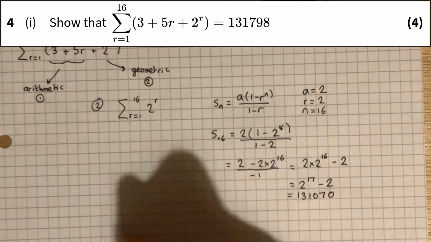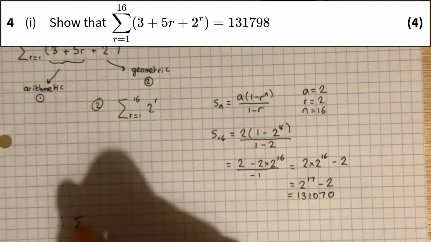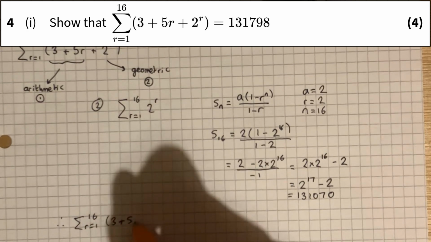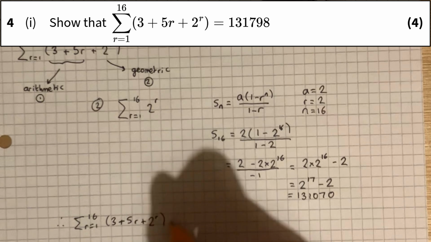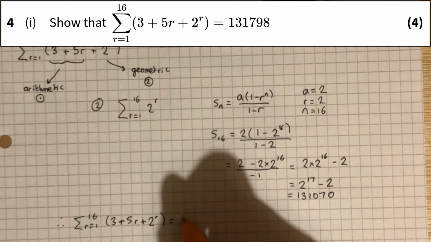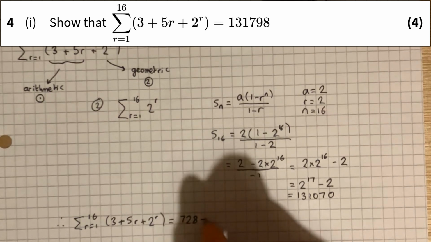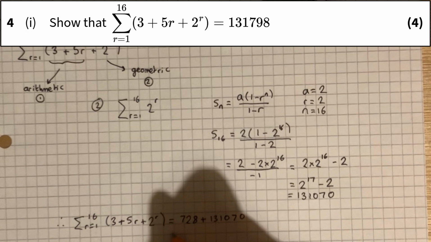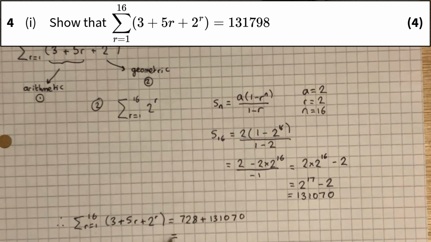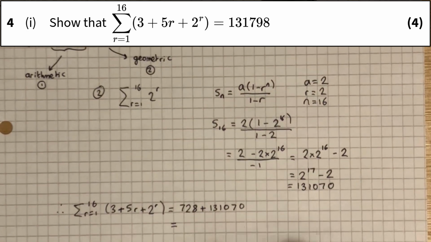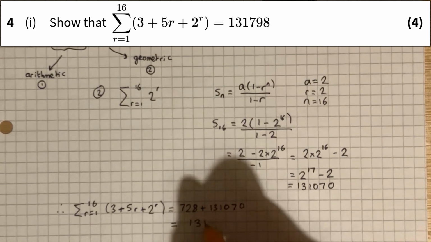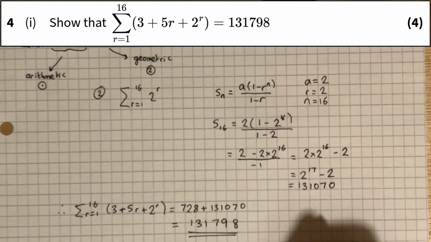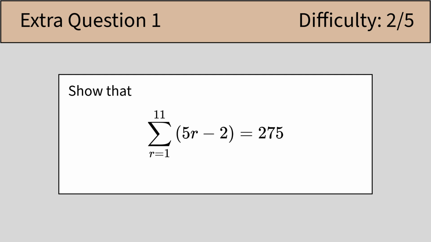and then just to piece it all together, this means that the total sum, the original question, is going to be the sum of the arithmetic sequence plus the sum of the geometric sequence, which gives us, once we add them together, the final answer of 131,798 as required. Want some more?